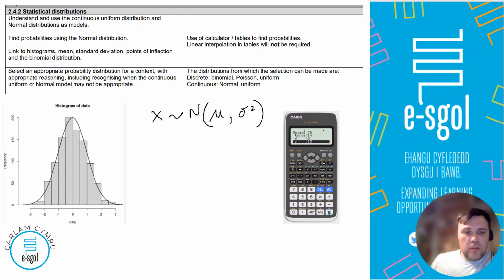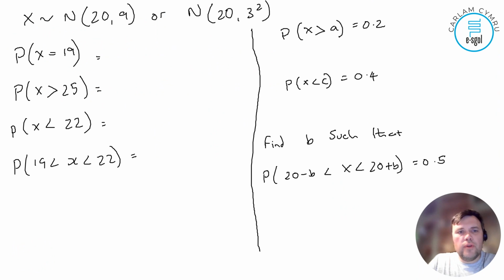So if I move on to the first one, I've written down a couple of salient points that I want to do. I thought I would try a few of these questions. There's no context to it either, it's just telling you that X belongs to a normal distribution of 20 and 9, or you can write it as a normal distribution of 20 and 3 squared. You can see here that the first option is telling you the mean and the variance, and the second option is telling you the mean and obviously the standard deviation squared.